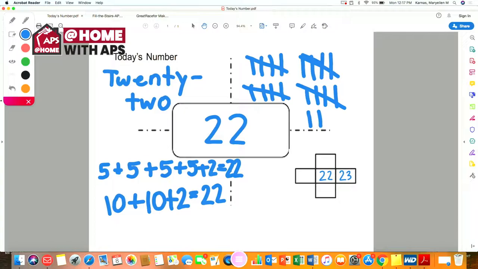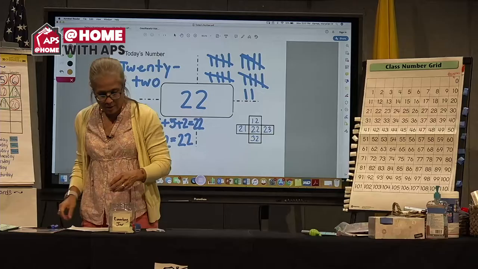21. And then if we go this way on the hundreds chart, we're counting by tens, right? So 22, 32 would be the next 10. And if I take a 10 away, I'd be jumping back to 12. And we could see that here on our hundreds chart. There it is, right? Okay, what are some other things we're going to do with our calendar?